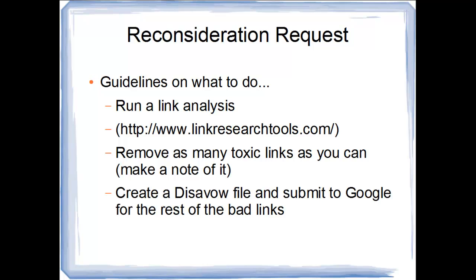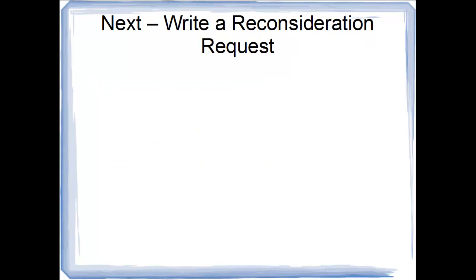Next, you're going to want to create a disavow file and submit that to Google for the rest of the bad links that you're unable to get to manually. So again, this is another reason I really like the link research tools, is because it will create the disavow file for you, which makes life super easy. So next thing you're going to want to do after you've taken those steps is you're going to want to write a reconsideration request to Google.